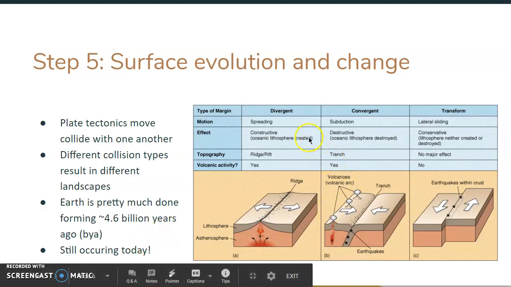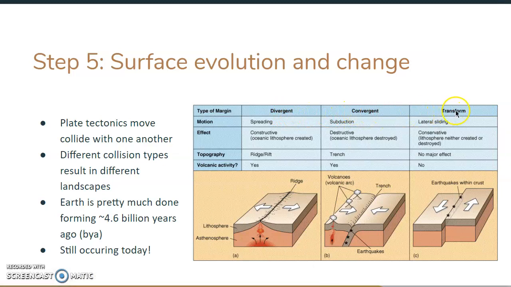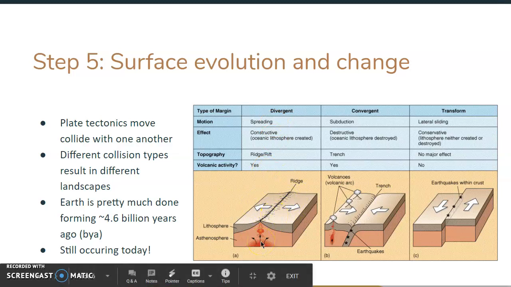So our 3 main types of collisions are divergent, convergent, and transform. Divergent means that they're going away from each other. They're spreading out, as you can see in these arrows, and it creates this ridge. So this fancy word lithosphere is part of our crust, and our asthenosphere is the magma mantle. So the magma wants to push through this ridge that is going on, and will form new land.